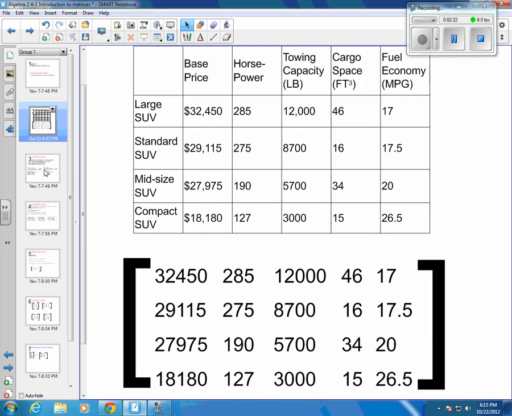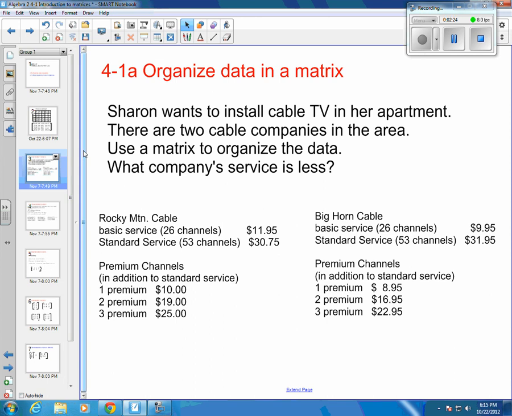So let's take one that's not quite as easy to do. So let's look at our cable company. So Sharon wants to install cable TV in her apartment, and she's compared these two companies. We've got the Rocky Mountain cable and the Bighorn cable. And so we basically have basic service for 26 channels on both of them. We've got standard service for 53 channels on both of them. And then what happens if we add 1 premium channel, 2 premium channels, or 3 premium channels? Okay, so we're going to put those all together.